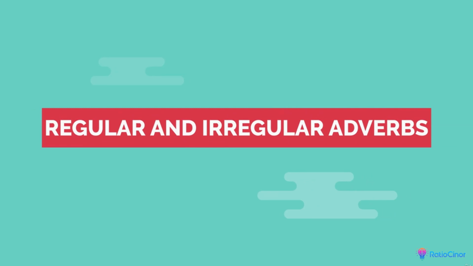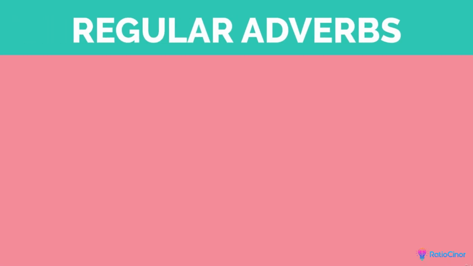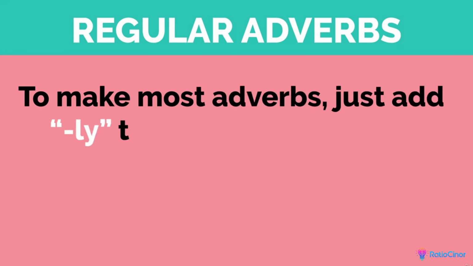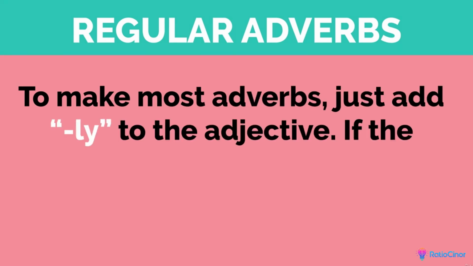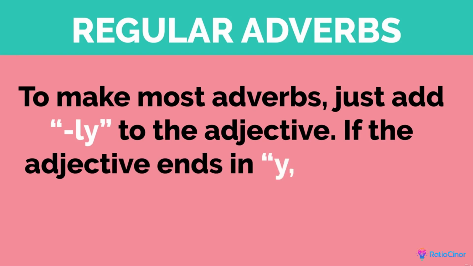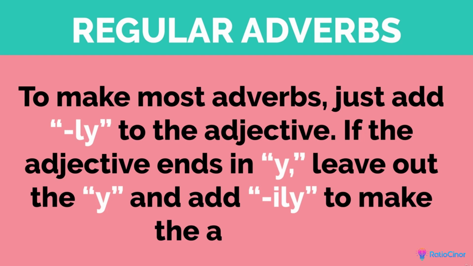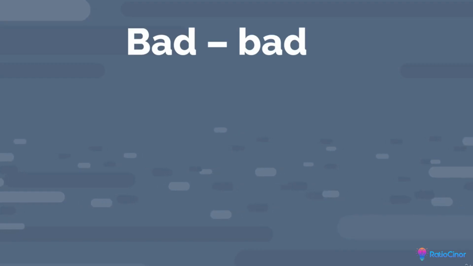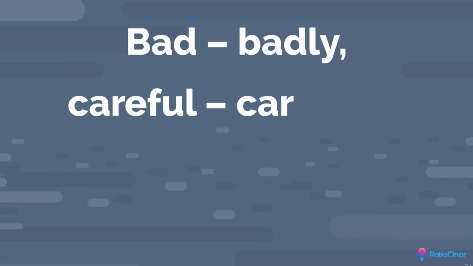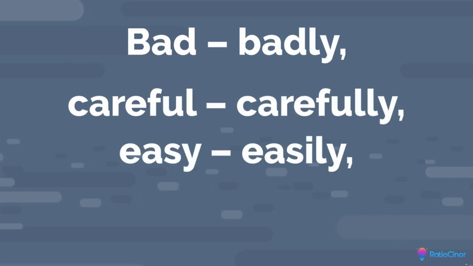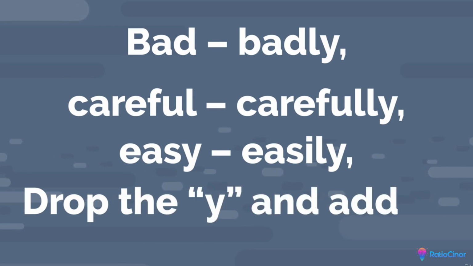Regular and irregular adverbs. Regular adverbs. To make most adverbs, just add ly to the adjective. If the adjective ends in y, leave out the y and add ily to make the adverb. Bad, badly. Careful, carefully. Easy, easily. Drop the y and add ily.